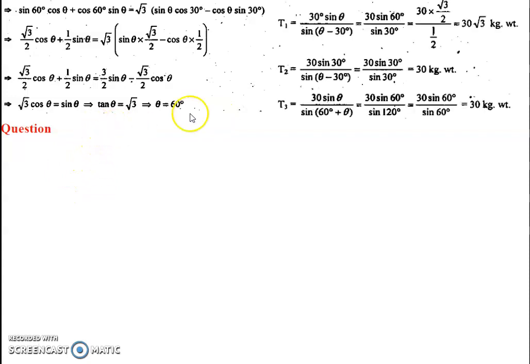This is very easy for the students who are in B.Sc. final class. Similarly, what is T1, what is T2 and what is T3? So after putting the value of theta equal to 60 degree, we get the values of T1, T2 and T3.